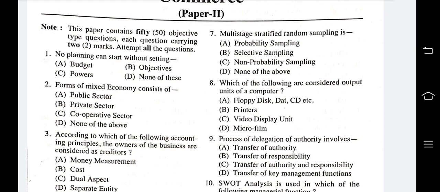Here the question is: following are considered output units. Here floppy disk, DAT and CD are also output disks. But here is also one more option, video display unit. The question asks for the output unit of a computer. Okay. These can be connected by another source. But the video display is the computer itself. Okay, so your answer is C, video display unit. Okay.